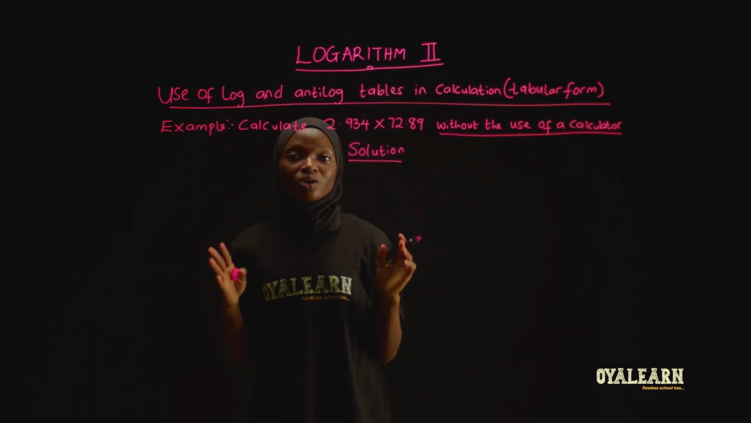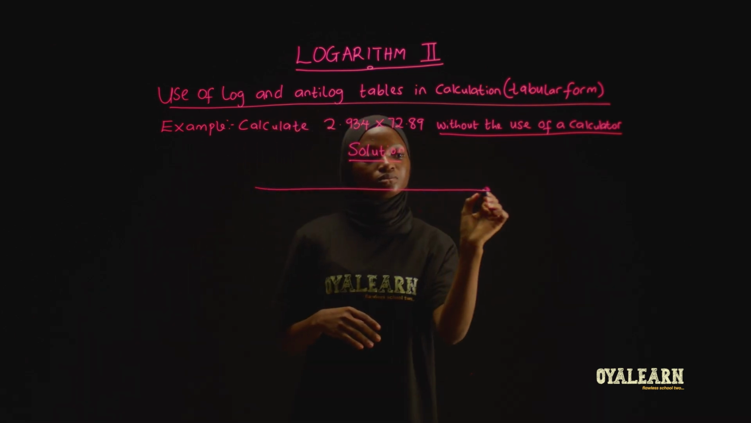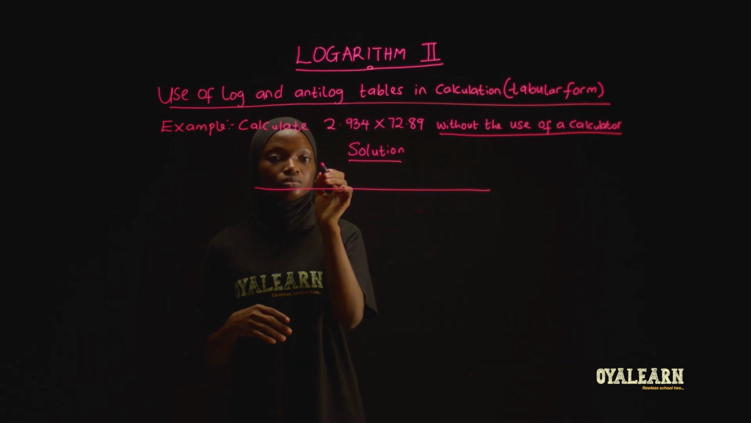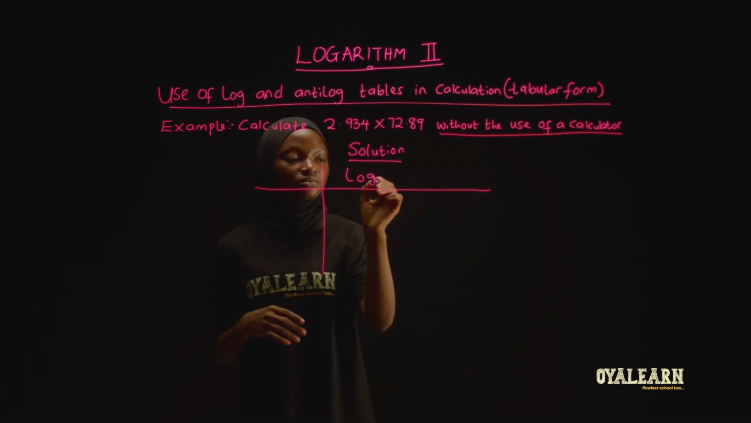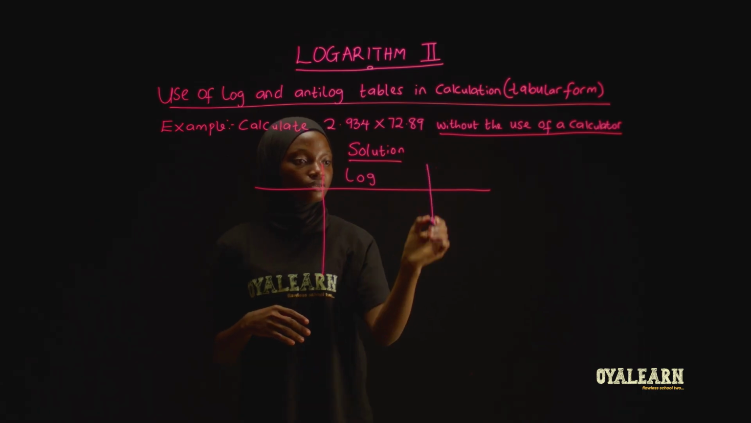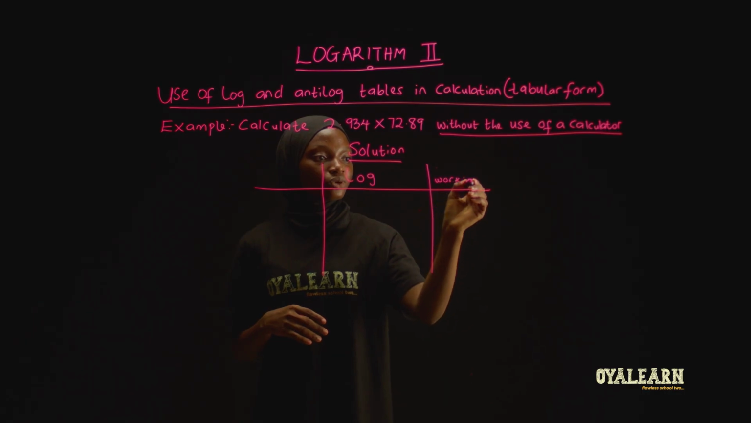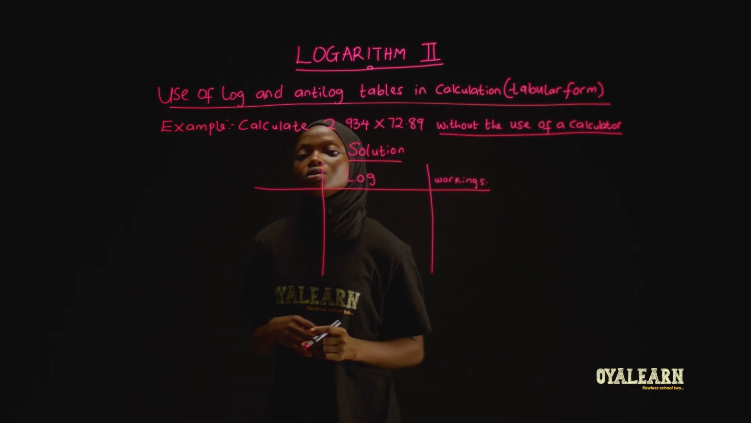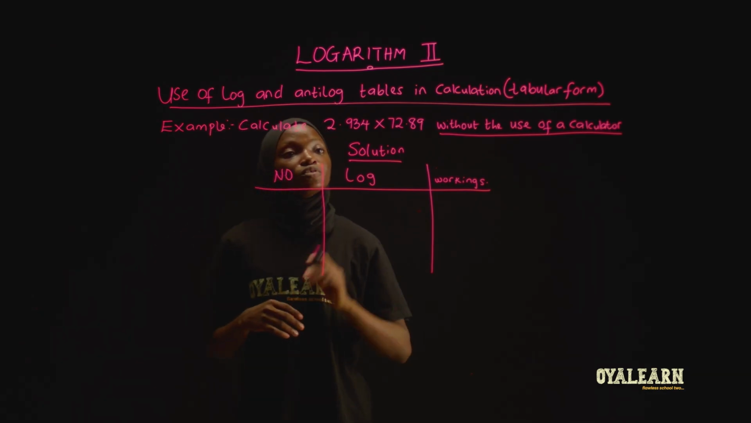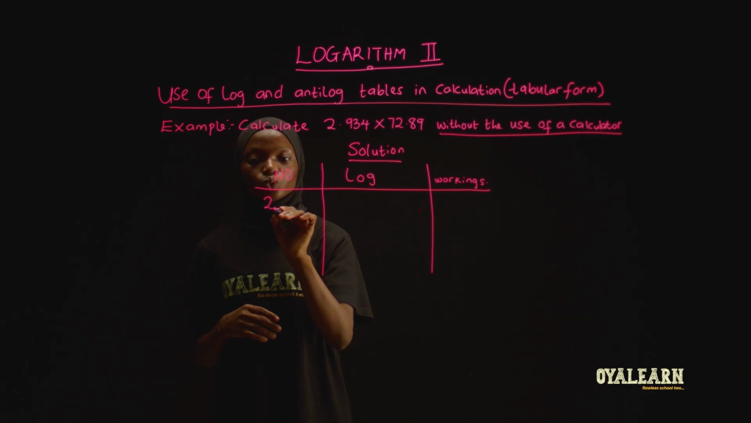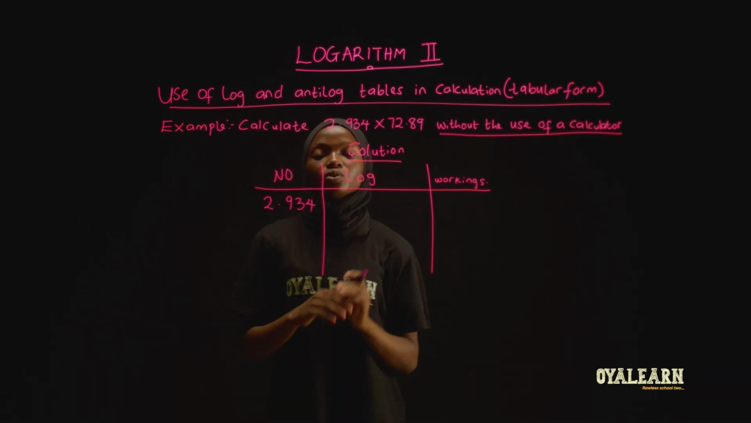Since we are calculating this in tabular form, we draw a table. We have the log here, and here, in case we have any workings, we'll make the workings at this side. Here we'll have the number. Now to solve this, we take the first number, 2.934. I'll find the log of 2.934.